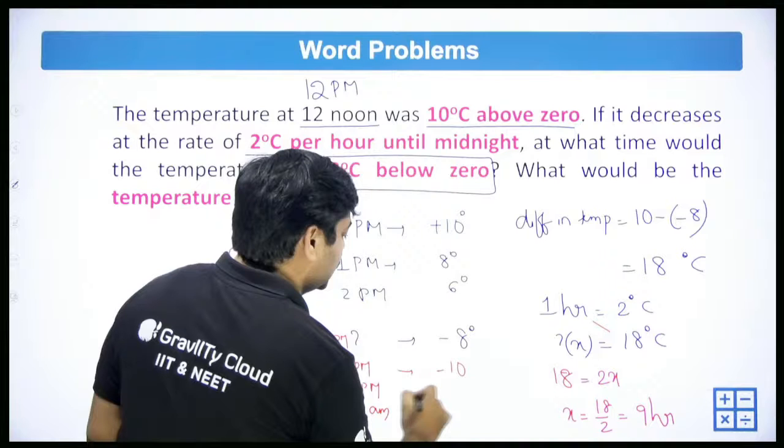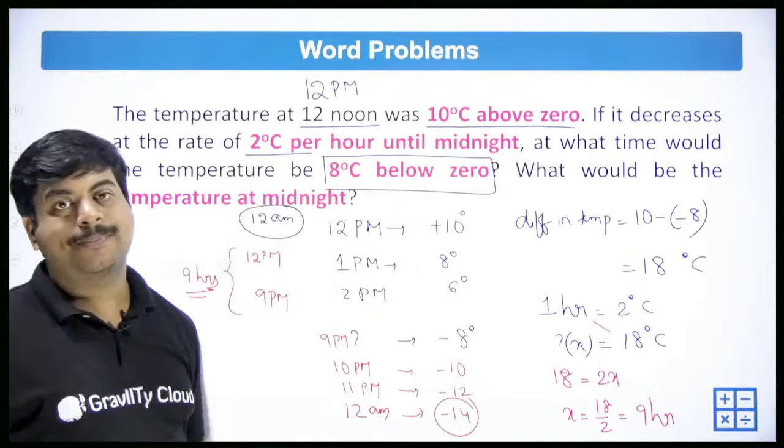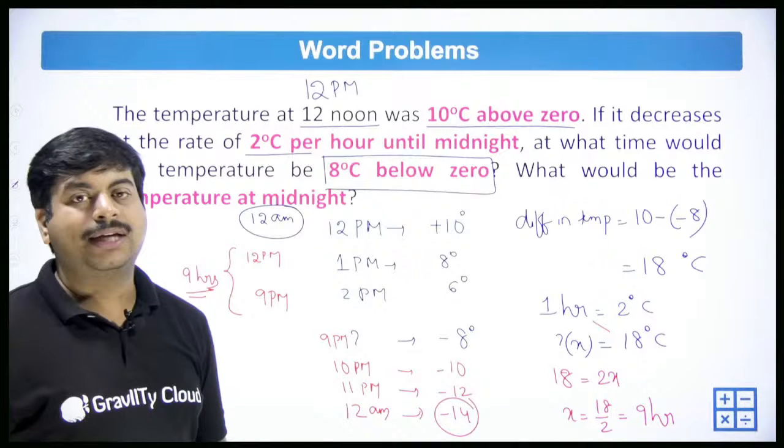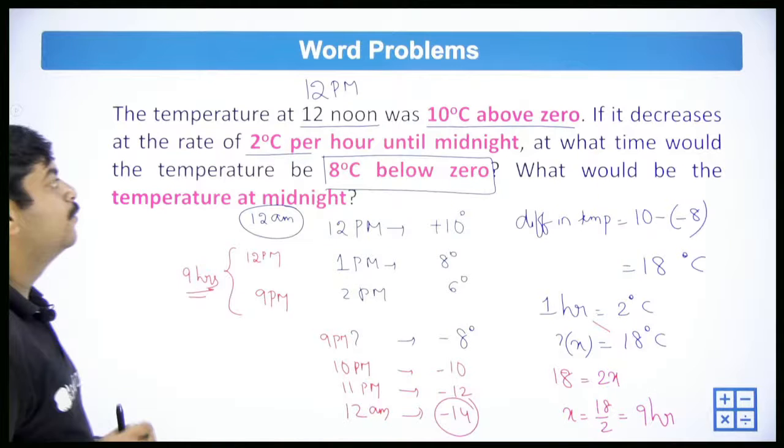Right? From 10 to minus 8, you have a total of 18 degrees Celsius difference in temperature. For every 1 hour, you have 2 degrees Celsius down. So for 18 degrees, you need 9 hours. Starting from 12 p.m. to 9 p.m., you have 9 hours. So it will fall to minus 8 at 9 p.m., and at midnight, at 12 a.m., you will have minus 14 degrees Celsius. Understand? Easy question. So let's move on to one more question.